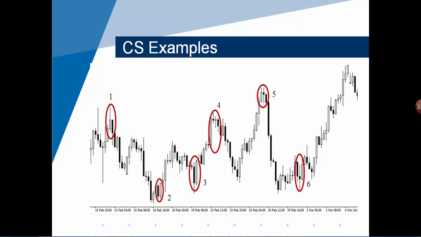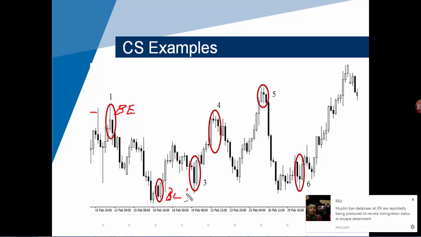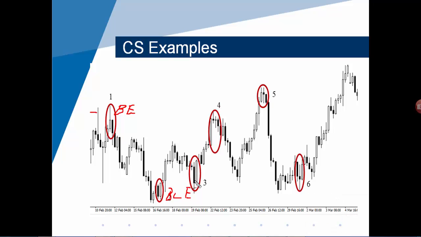Okay, all right. So number one, we have the market rallying up, hitting a level of resistance. So this is a bearish engulfing candle. Market came down, hit a level of support, turned. This is a bullish engulfing candle. Then market rallied up, pulled back into a support level there, and created another bullish engulfing candle.